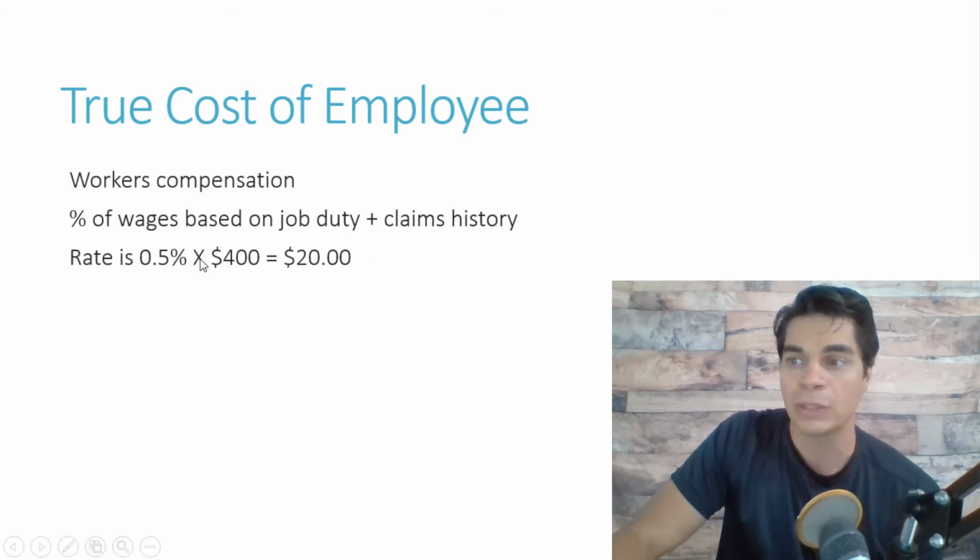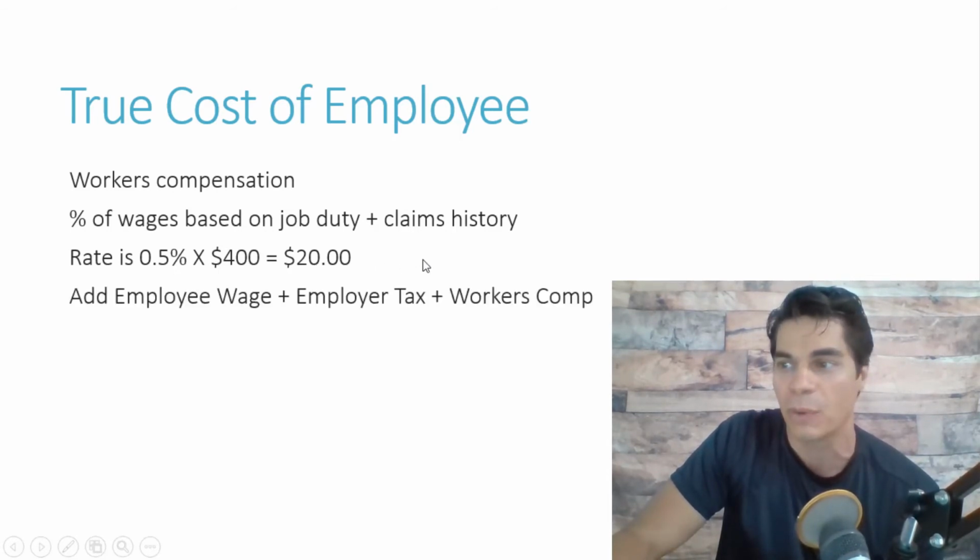So in our example, let's just assume we have a rate of 5% of workers' comp. All right, this will be assigned by your insurance company depending on these things, the job duty and the claims history. But that 5% will be added on top of what you pay somebody. So again, in our example, we pay somebody $400. Our workers' comp expense for that week is $20 in addition to that $400.